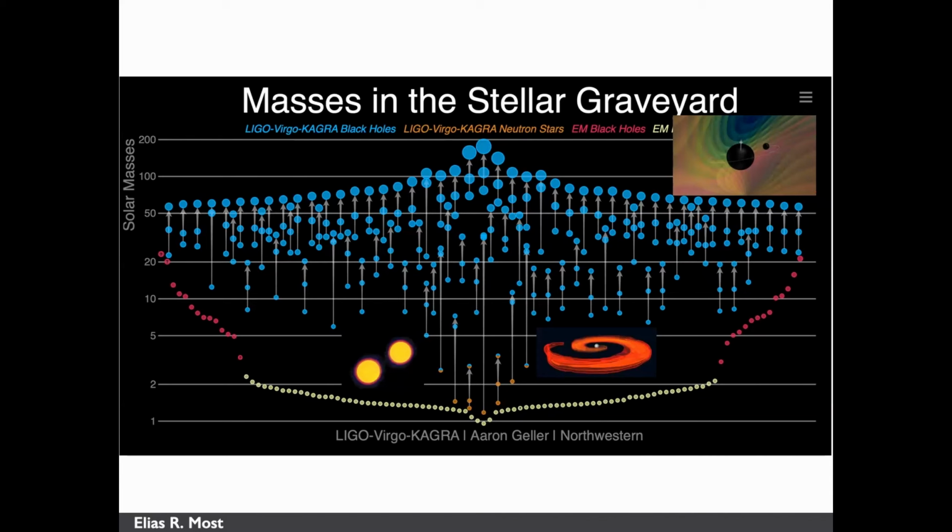This was, I think, right before O4. So you have about 100 merging black holes at the top. You have a few neutron stars at the bottom. These are the orange points that I'm interested in. And then you have some of them where you collide a neutron star with a black hole.